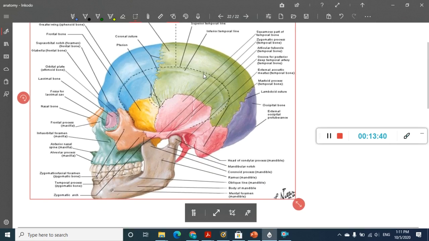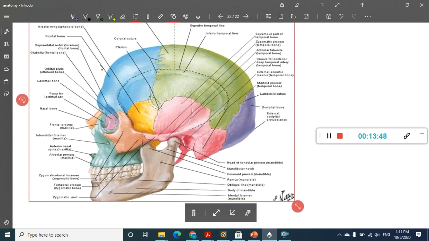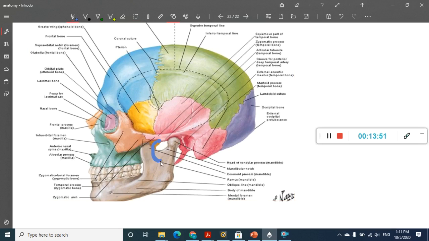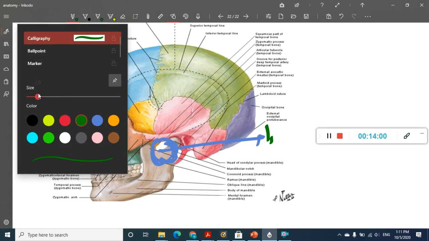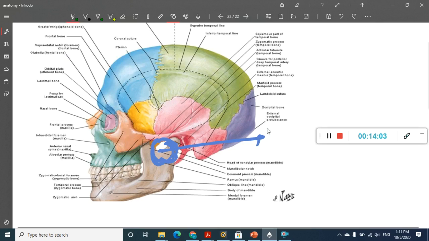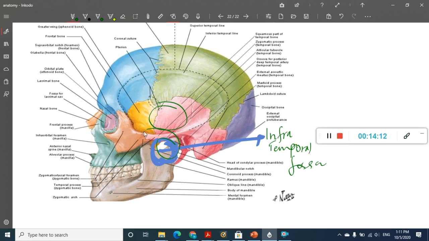So what is the infratemporal fossa? The infratemporal fossa is present behind this. See, behind the ramus of the mandible, the fossa which you see is called the infratemporal fossa. We have the supratemporal fossa which is present here, and this is present below the temporal bone, and this is the infratemporal fossa. Mind you, this is below the mastoid, not above the mastoid, because I can't draw below the mastoid, so I am drawing it like this.